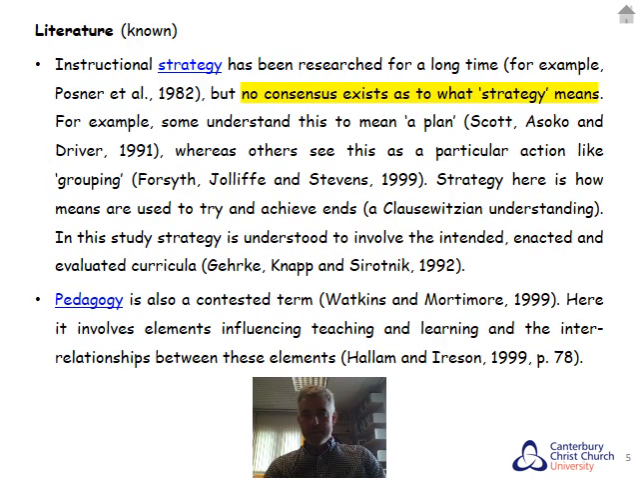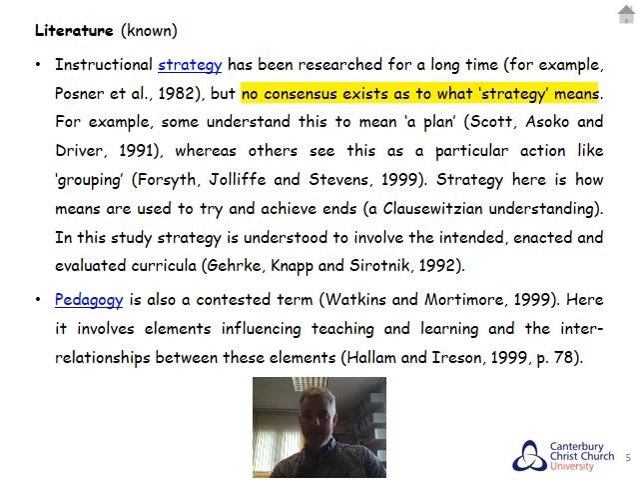As regards literature, there's lots that we know obviously in this field. Instructional strategy has been researched by a lot of people for a long time. Classic, seminal work in this field might be Posner et al. 1982. But what's important, I think, is that no consensus exists as to what strategy means. For example, some understand this to mean a plan, whereas others see this as a particular action like grouping.